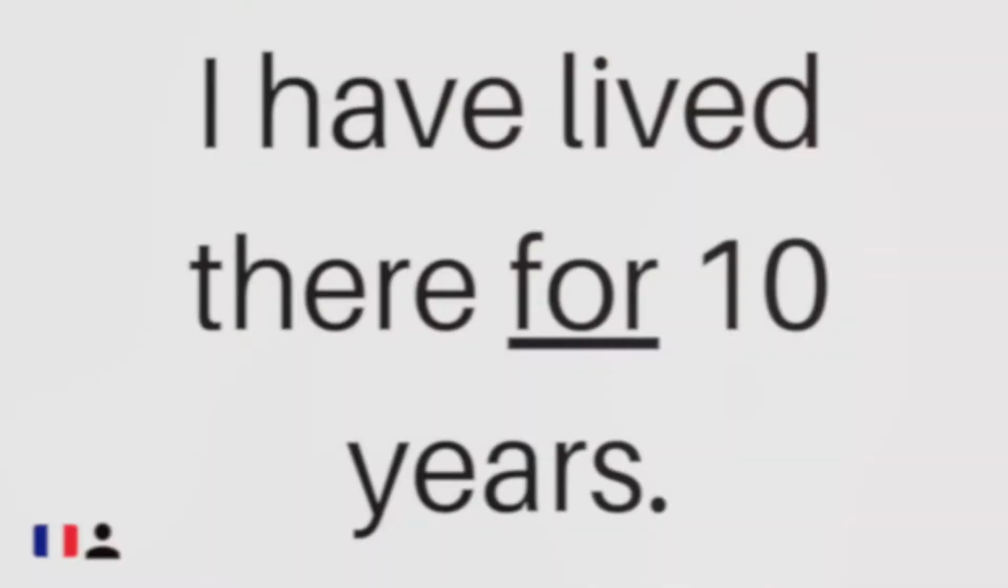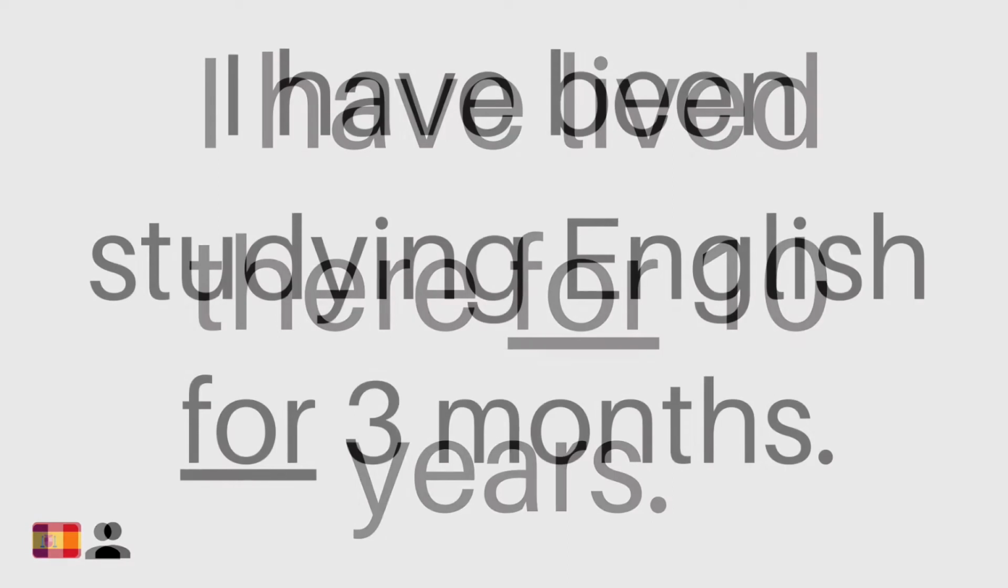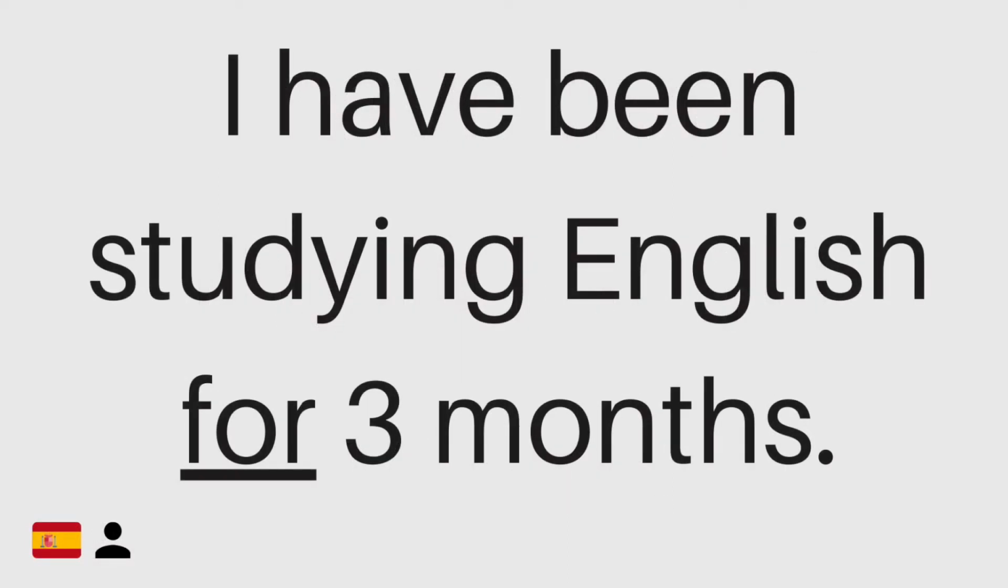But if you want to be more accurate, then you need to say, "I have lived there for 10 years. I have been studying English for 3 months." In this video, I'm going to explain why that is and give you lots of examples to help you remember.